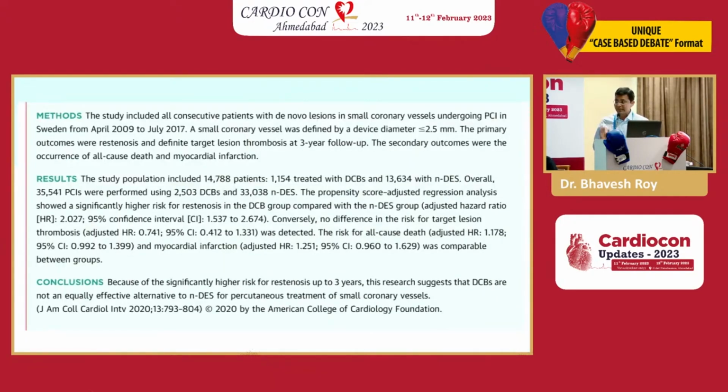Methods. 2009 to 2017 patients. Number one, vessel size is less than or equal to 2.5 millimeter. What are the number of patients analyzed? 14,788. It's almost 15,000 patients data. With the drug-coated balloon, 1,154. Very high number of DCB. 13,000 patients with the 2.5 millimeter size stent. The propensity score, see the data, you can read.